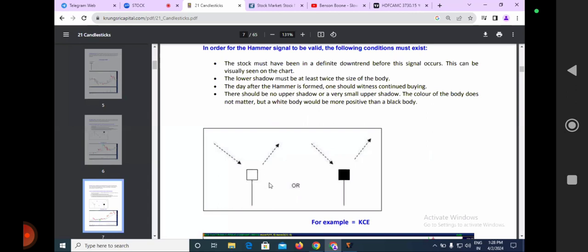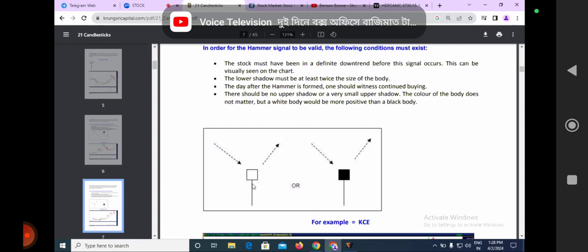This is the exact pictorial representation of how the hammer candle looks in the market. The top is formed by the body of the candle, and we have a long wick here. People use different names for the wick and the body, but just understand the meaning of it.